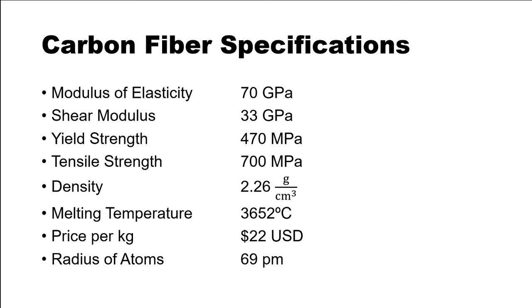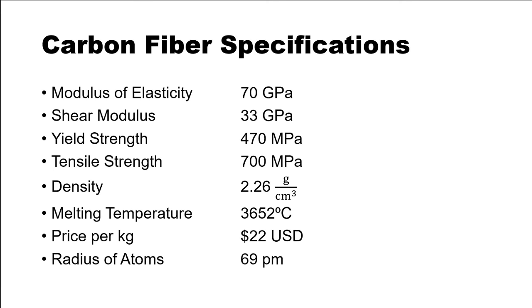But then if we go down to density being about 2.26 grams per centimeter cubed, that is a quarter of the density of steel, which with the yield strength and the tensile strength, you're getting the strength of steel, but the density is so much less than steel, giving you the lighter weight abilities.